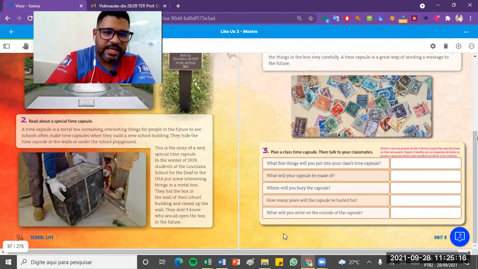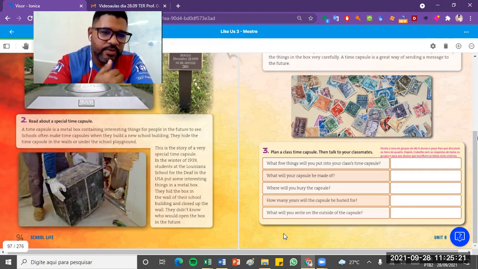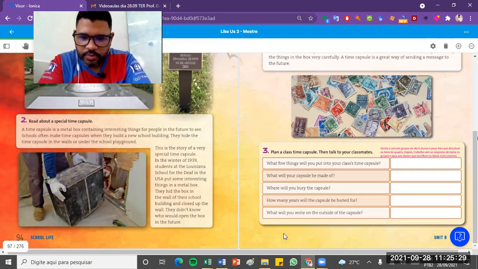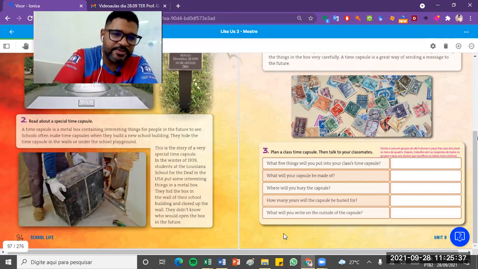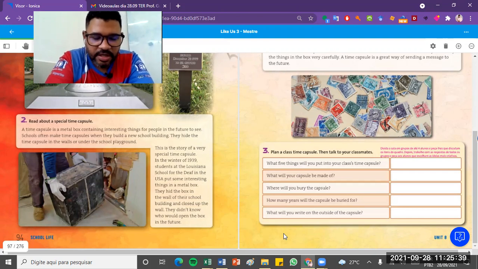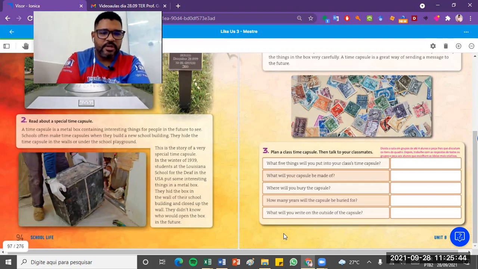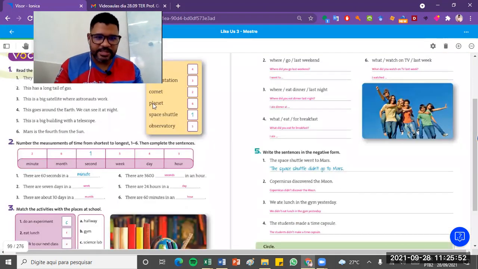Então, por quantos anos essa cápsula seria enterrada? How many years will you let this capsule be buried? And then, what will you write on the outside of the capsule? Então, por quanto tempo você deixaria enterrada? E que mensagem você deixaria on the outside of the capsule, ao redor, fora da cápsula? Vocês já pensaram nisso? It's an interesting idea, isn't it? É uma ideia interessante. Let's go to the next page, page 96.